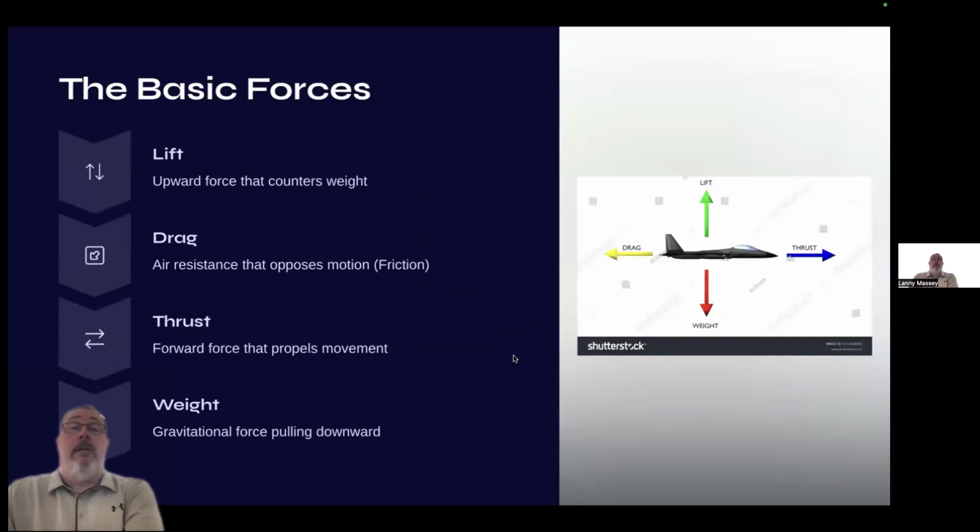All right. Now, real quick, go through the basic forces again, and keep it pretty simple. Lift is just the upward force that counters weight. Drag is our air resistance that opposes motion, basically friction. Thrust is the forward movement that propels the object, whether it be a plane, car, whatever. And then, of course, weight is the gravitational force pulling down on something. And obviously that changes based on the amount of mass.